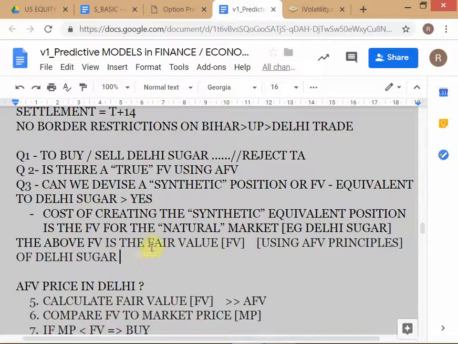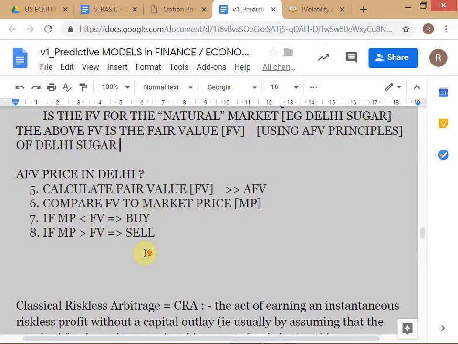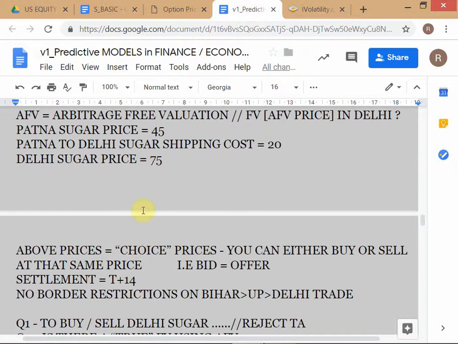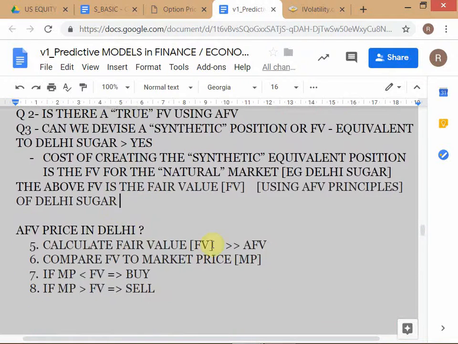Okay, so what we are saying is arbitrage free. We have already written these steps here. Doesn't matter. I'll clean up the notes later on. Yeah, this is fine. Calculate fair value using AFV, compare. Now we are coming back.